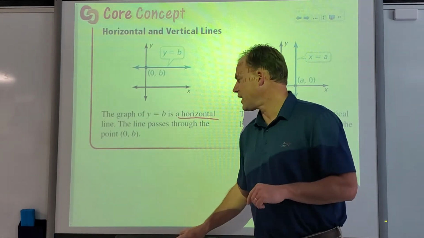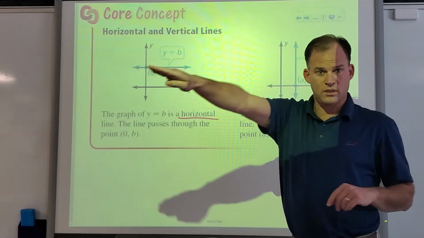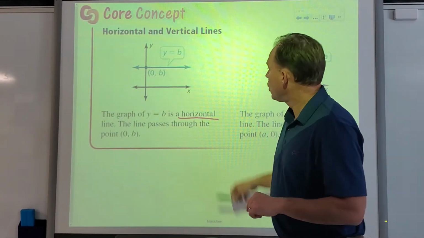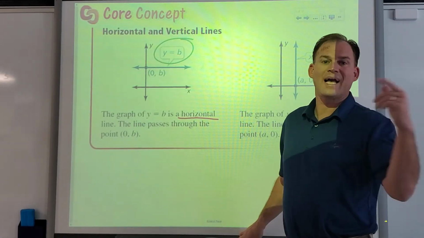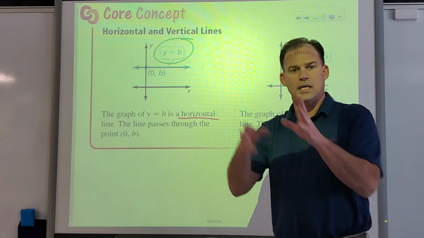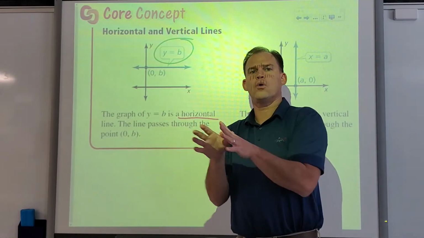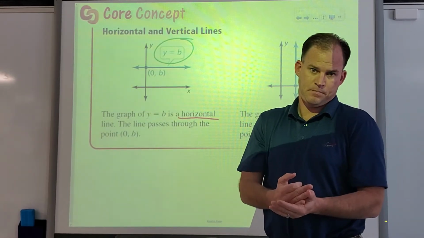Horizontal line, horizontal like the horizon, goes across like this. That's a horizontal line like the horizon. Horizontal lines have this equation format. Y equals b, where the lowercase b just means any number. So if you see y equal a number, that is a horizontal line, straight, flat, across every time. Okay?